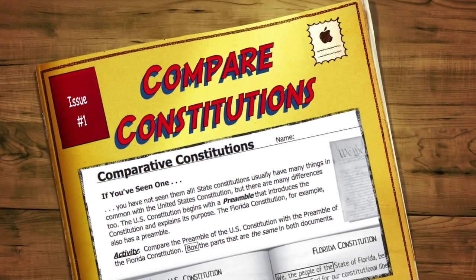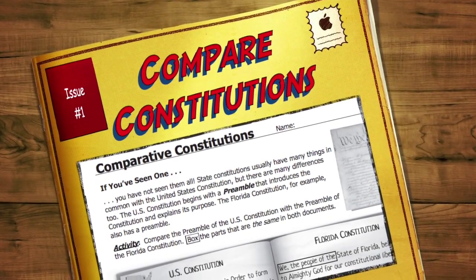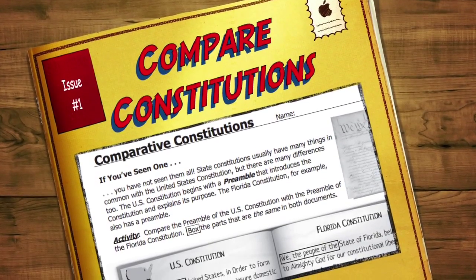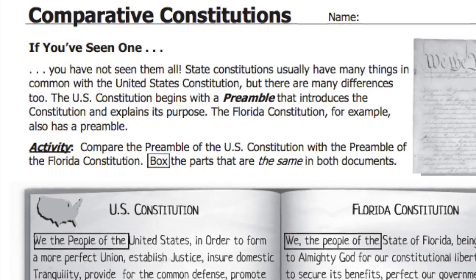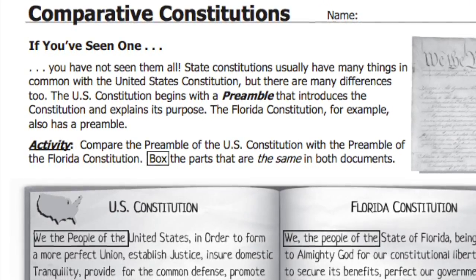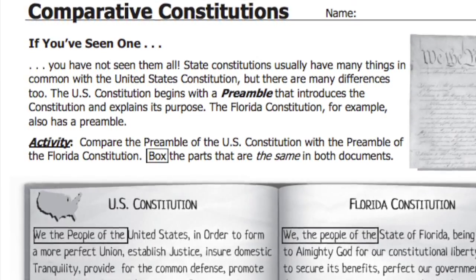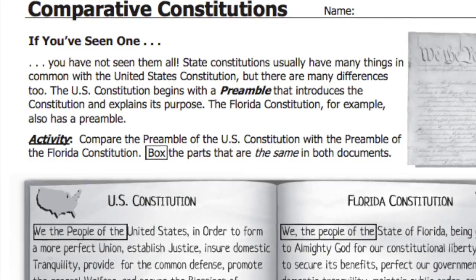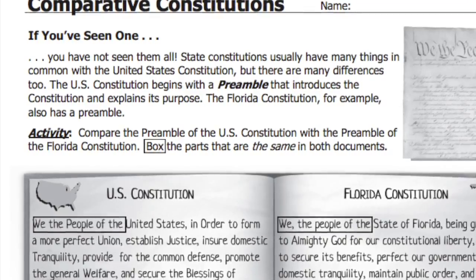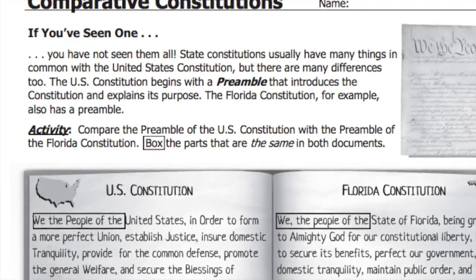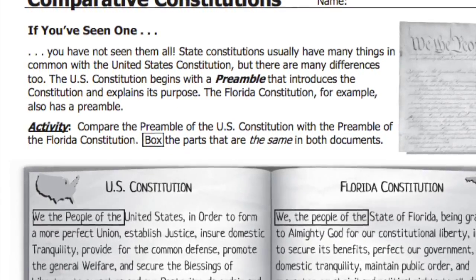This is the video for comparative constitutions, which means from the title you can tell that you're going to be comparing constitutions. So you're going to be looking at the national, the federal constitution, and the state constitution and comparing them. So be sure to have a pen, pencil, or highlighter ready so you can be marking the text as we go along. If you've seen one, you have not seen them all.